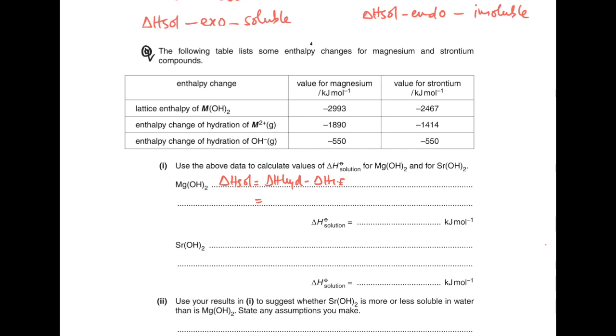Now what is hydration? So for the magnesium ion, can you see, its hydration value is minus 1890, right? And hydroxide is 2, so 2 into minus 550. This makes total enthalpy of hydration minus lattice energy is minus 2993. I think the answer is plus 3 kilojoules per mole, right? So the answer is plus 3 kilojoules per mole.